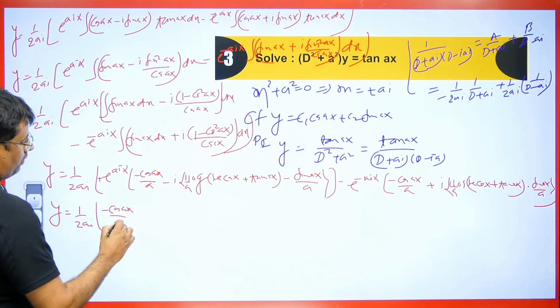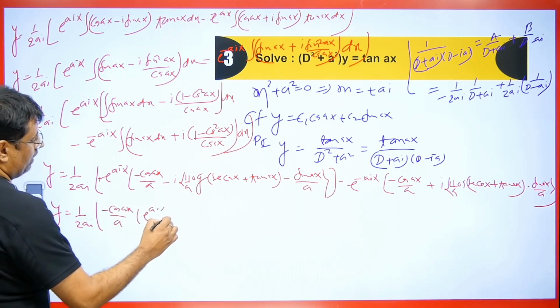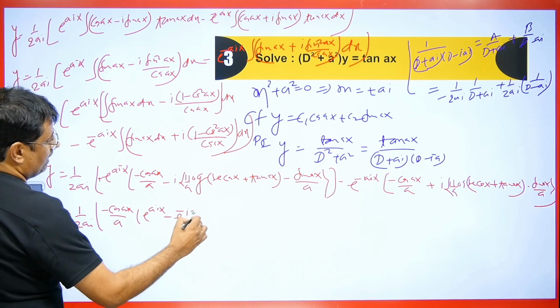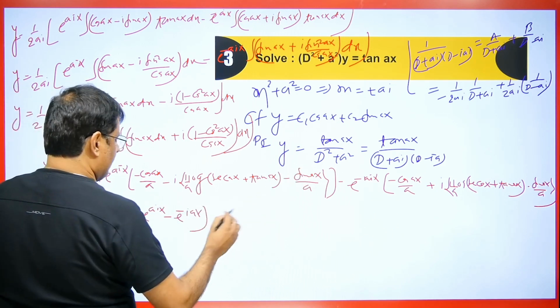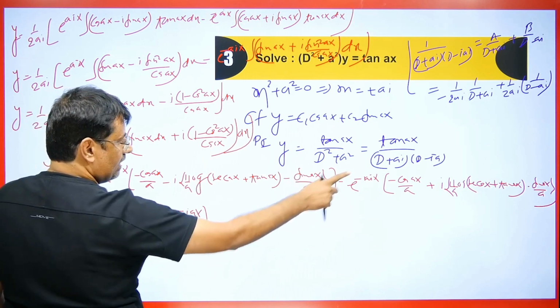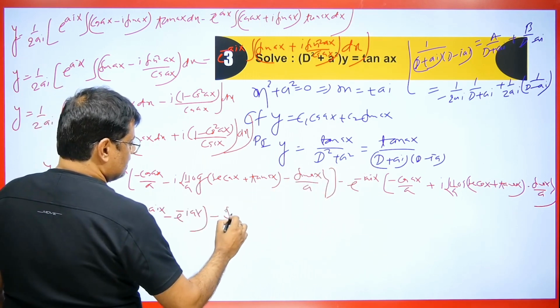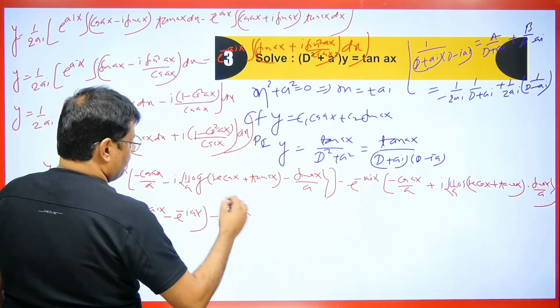Thus, we get cos ax upon a and e to the power a iota x minus e to the power minus a iota x in this expression. Correct? Here, let's get this expression solved as well. We have minus sine ax upon a. It's the same there as well. So minus sine ax upon a will be taken out as common.